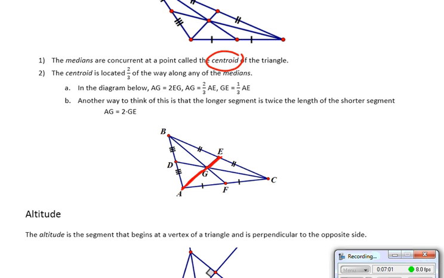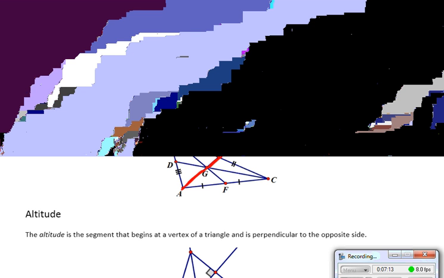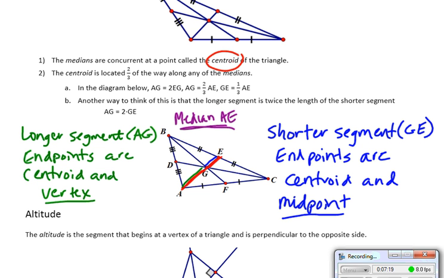The longer segment is going to be the one that has an endpoint at the vertex of your triangle. Your shorter segment is going to have an endpoint on the side of the triangle. So if we consider the median AE, the longer segment would be AG. The endpoints of your longer segment will always be the centroid and the vertex. Your shorter segment, GE, would have endpoints of the centroid and the midpoint of the opposite side.